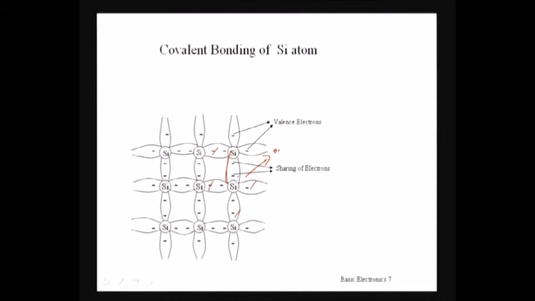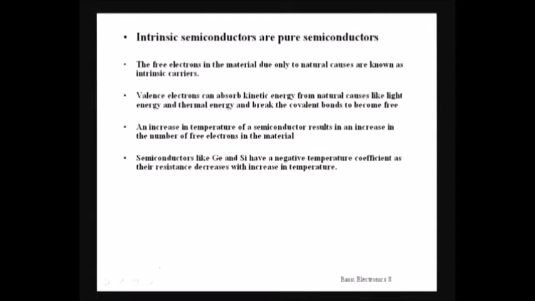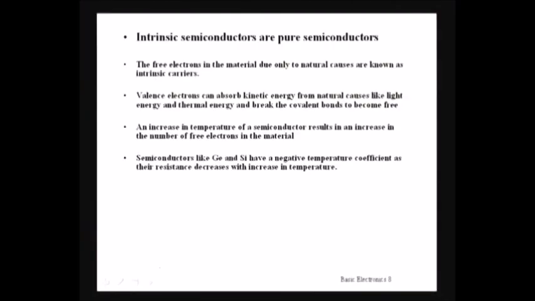One electron will become free when it absorbs kinetic energy from either the surroundings or any light falling on it. An increase in temperature is naturally the reason for more conductivity in semiconductors. This increase in temperature of a semiconductor results in an increase in the number of free electrons in the material, so they become more and more conductive. Even though they may not be so conducting at a certain temperature, if we increase the temperature, they will absorb more kinetic energy and become more conducting.